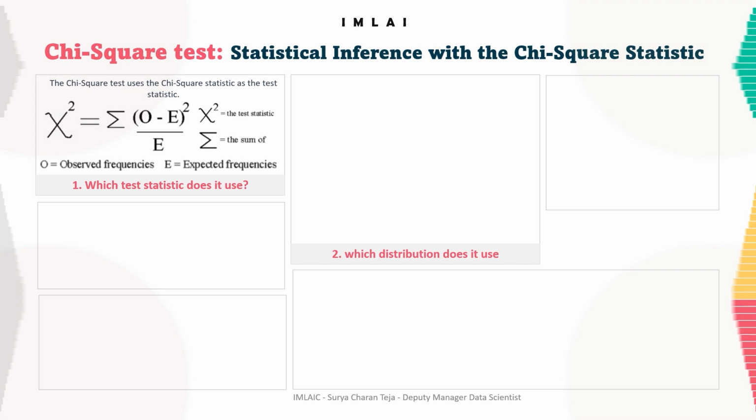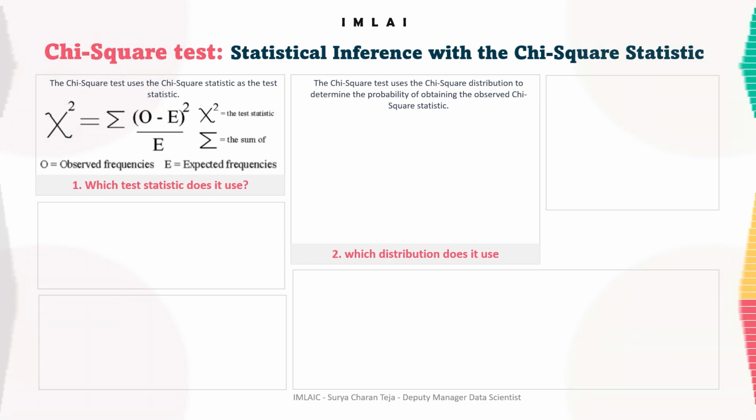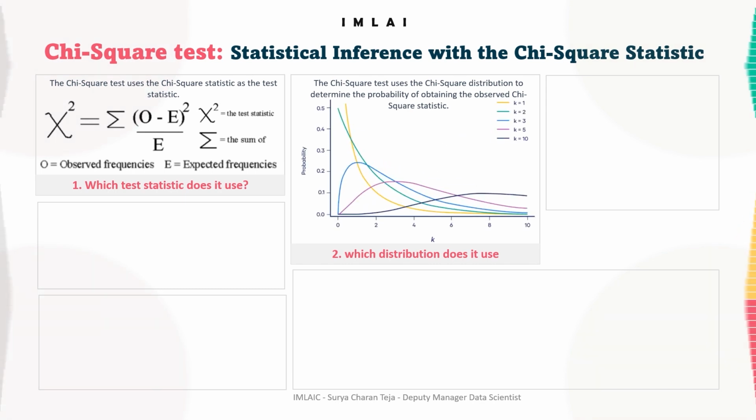Then the second question: which distribution does it use? The chi-square test uses the chi-square distribution to determine the probability of obtaining the observed chi-square statistic, and this is how it looks. We have discussed the chi-square distribution in detail in our previous slide, and we also understood that there is a clear-cut relationship between the chi-square distribution and the normal distribution. As your degrees of freedom, or k, keeps on increasing, the chi-square distribution will become the normal distribution. So that's the second question's answer.